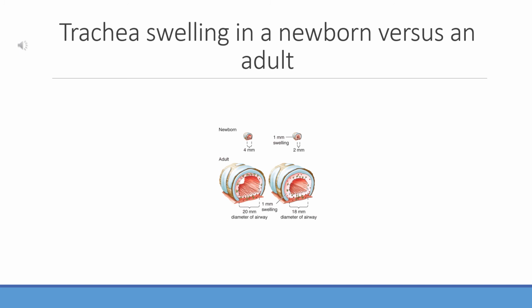And if you look at this slide, you will see on the very top the newborn whose airway diameter is 4 millimeters. But if there's just 1 millimeter of swelling, and remember that the swelling goes around the entire diameter, that creates an opening of only 2 millimeters, versus the adult with 1 millimeter of swelling. You still have a large opening, or diameter, that air can pass through.